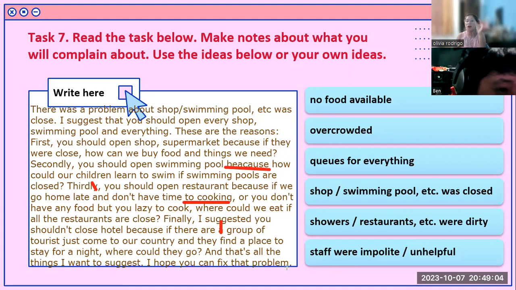Okay, very good. Only a few, Ben, is correct. You need to revise some of the verbs, okay? Like, you don't have time to do the cooking, like that. But the rest is very good, Ben. Great job, Ben. Very good. Okay?